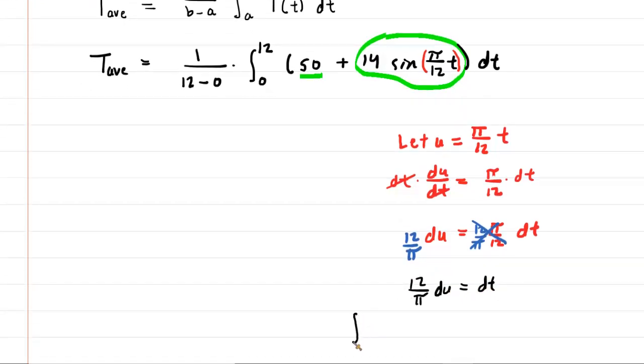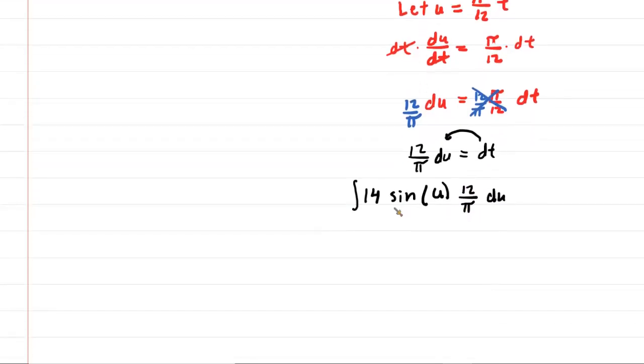We would have the integral of 14. We don't want to forget that 14 was a coefficient here. And then that's sine of, and then instead of pi over 12 t, remember we're making a substitution. So pi over 12 t is going to be substituted with u. And then instead of the dt, we're going to fill in what we solved for dt right here. So that's going to be multiplied by 12 over pi du. Now, this is a little bit easier of an integral. We do have some constants here that we can factor out.